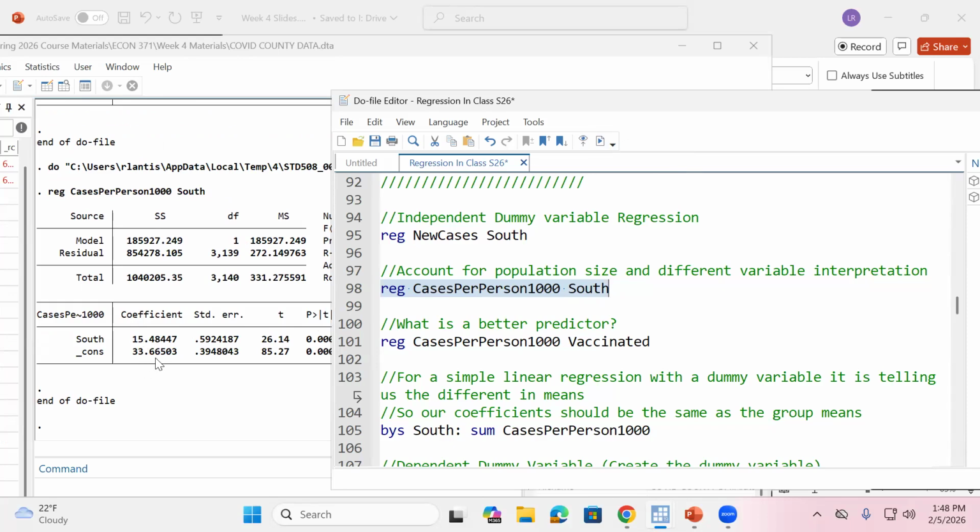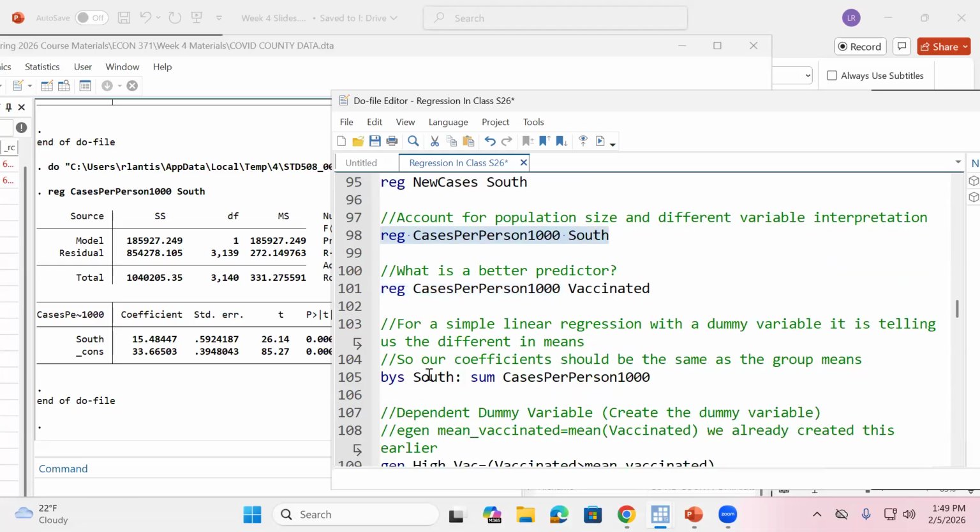What should that intercept represent? We said every time I make a prediction for a county that is not in the South, what's the only thing that gets added into that prediction? The intercept. Because for every county not in the South, that slope coefficient on South is getting multiplied by 0. So this should be the mean number of cases for non-South counties. What would the mean of my South counties be for the number of cases? Should be 33.6 plus 15.48. So about what? Close to 50, right?